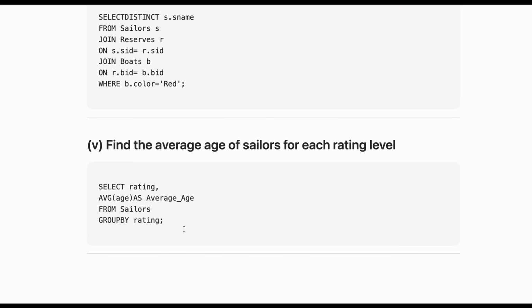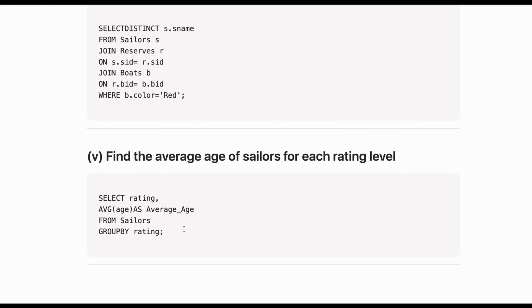And now the last one, which is: find the average age of sailors for each rating level. This question involves grouping. We have to calculate the average age separately for every rating. The AVG function calculates the average. The GROUP BY divides the sailors according to their rating. Then the average is applied to each group. For example, if rating 5 has 3 sailors, the average age is calculated only for those 3 sailors. Similarly, rating 7 will have its own average age. That is why GROUP BY is required.